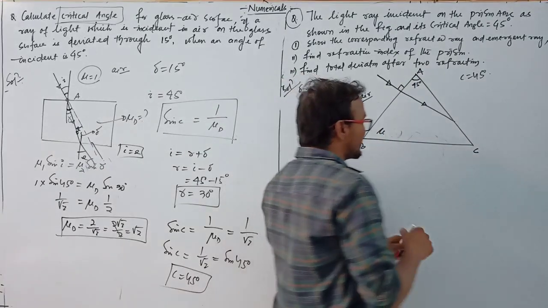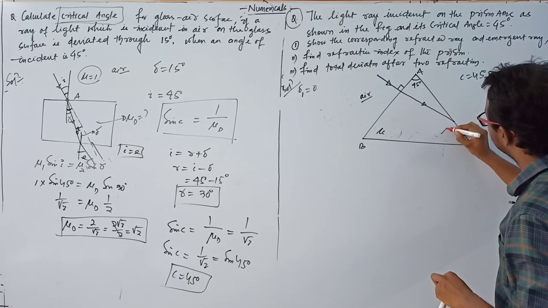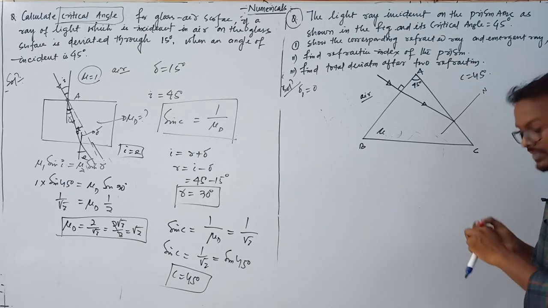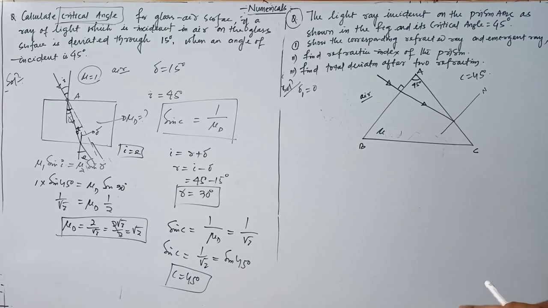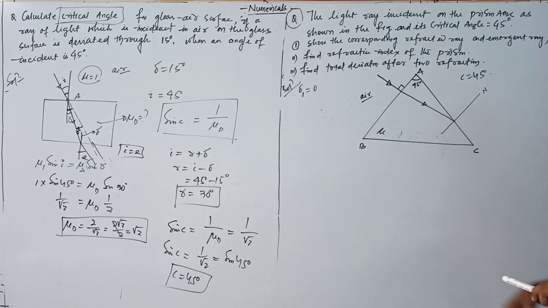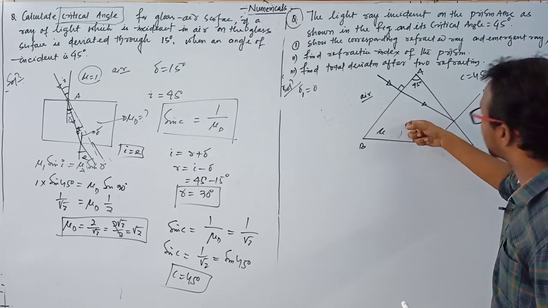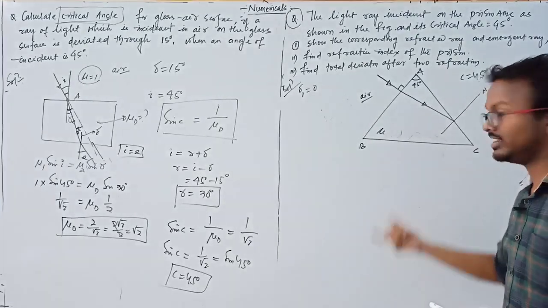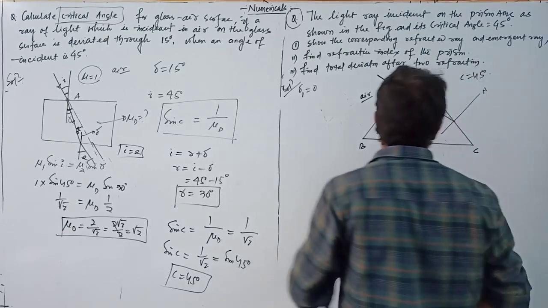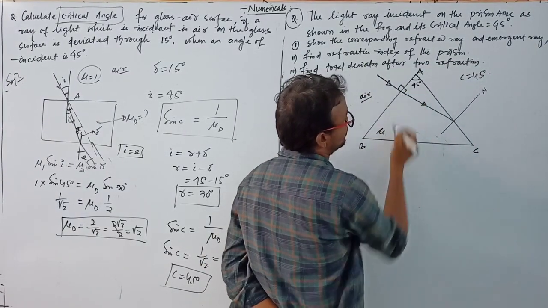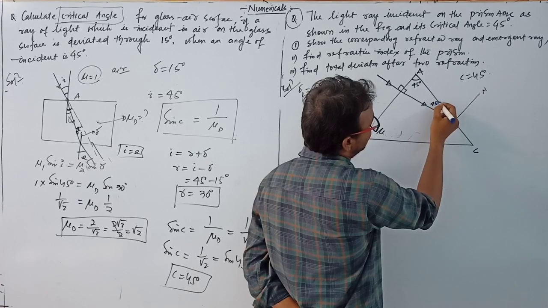Next, we have to draw a normal at the point of refraction, this incident point. This is the normal. Now the critical angle is 45 degree. If the angle of incidence is greater than 45 degree, it is the condition of total internal reflection, and total internal reflection is possible when the ray travels from denser to rarer medium, not rarer to denser. So always denser to rarer medium. This is the case of denser to rarer medium. First we have to check what the angle of incidence is. This angle is 45, then this angle must be 45 degree.